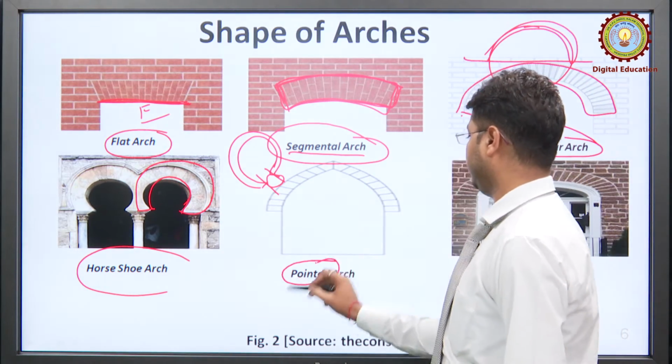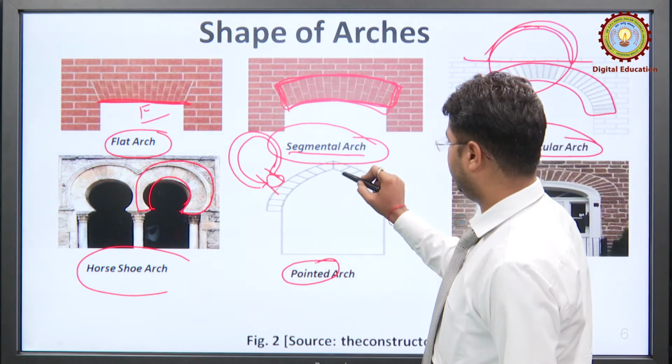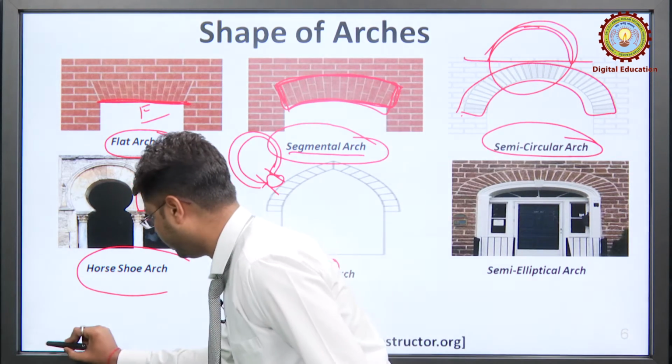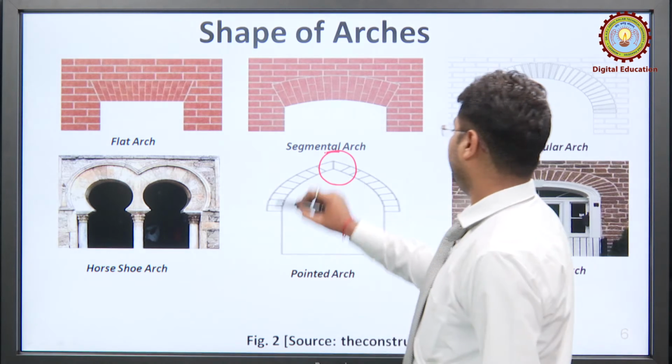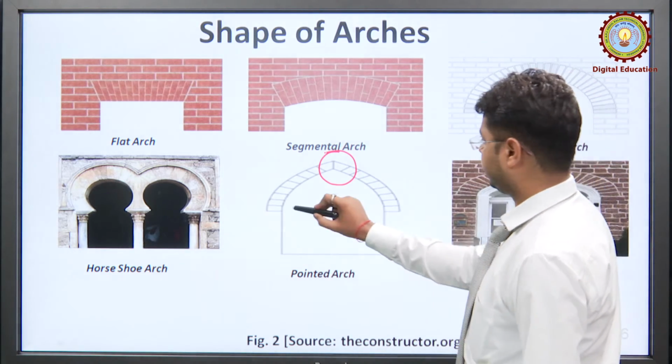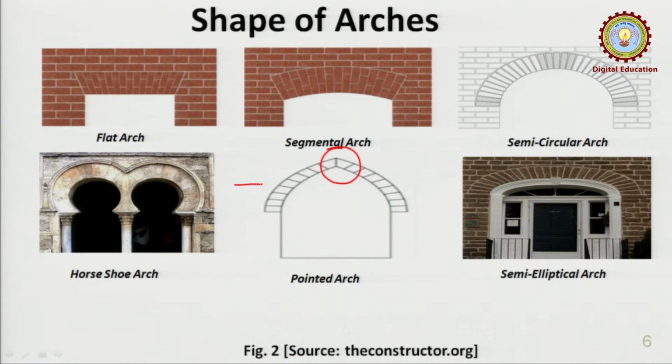The fifth one is the pointed arch. As you can see here, there is a little bit of a point. On joining two curves, this is the tangent, you get a point here. So this is your pointed arch.